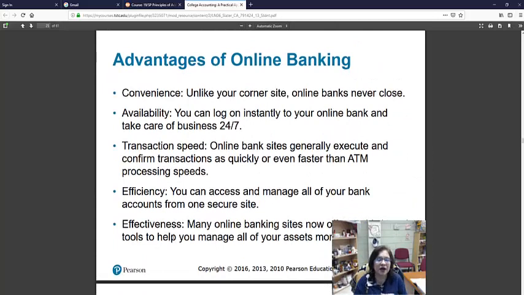The advantages of online banking, of course, are the fact that the online bank never closes. It's 24/7. There's a huge transaction speed, which is great. But again, because those transaction speeds are pretty quick, you need to make sure that you've got money in the bank as well. Okay. It's efficient. You can manage everything on a secure site because it's all secured. And then, of course, it now has sophisticated tools to help you manage all of your assets more frequently and effectively as well.